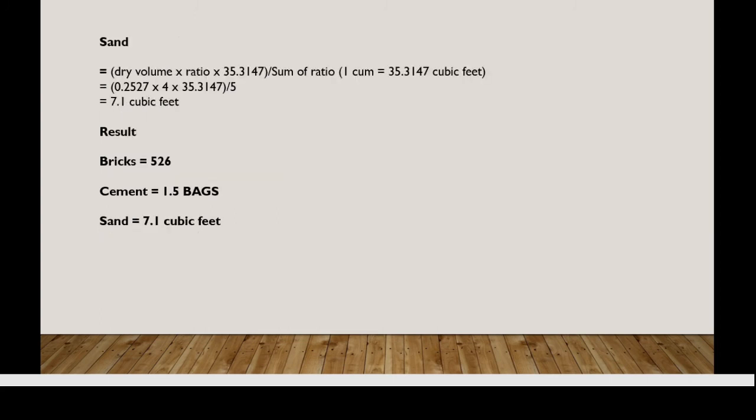Next we will take sand. For sand we use the same formula: dry volume into ratio into 35.3147, divided by the sum of the ratio, as we take the sand value in cubic feet, since 1 cubic meter equals 35.3147 cubic feet. So the dry volume is 0.2527, the sand ratio equals 4, into 35.3147, divided by the sum of the ratio. The sand value we get in cubic feet equals 7.1 cubic feet.